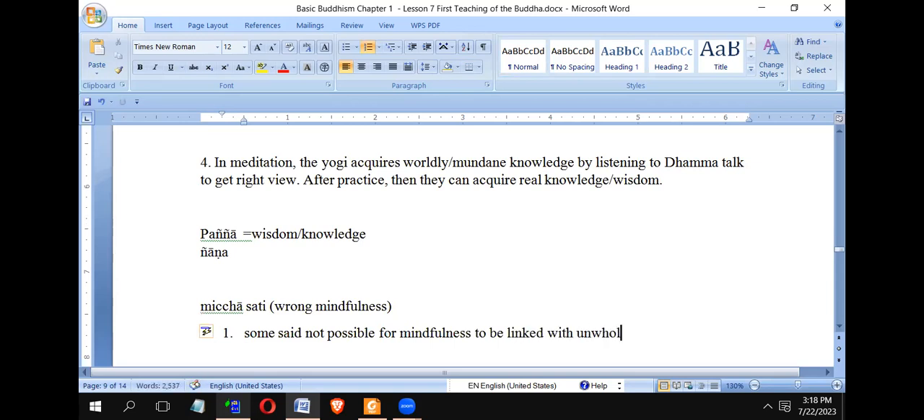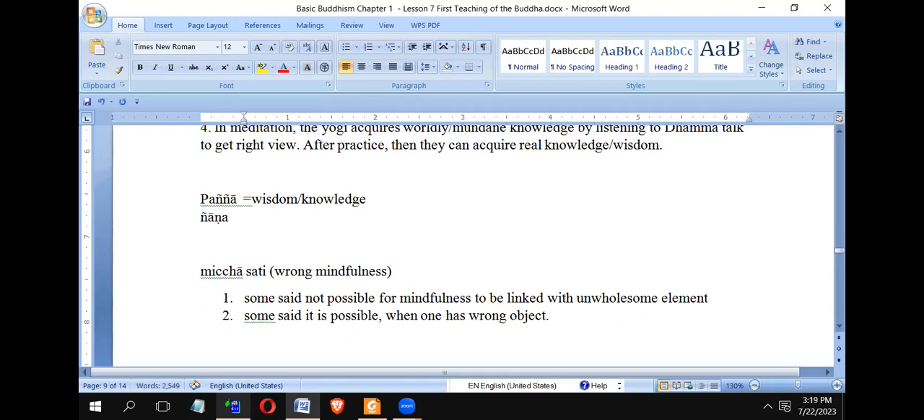Let's say unwholesome thing, like unwholesome element. But some say it is possible, when one has the wrong object. For example, the example they give is a fisherman fishing for fish. The mind has mindfulness on fishing, so the object itself is not good, it is unwholesome, right? So it's a wrong object. So it's something to discuss here.